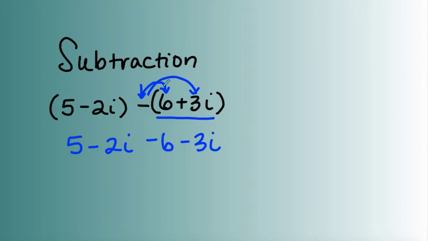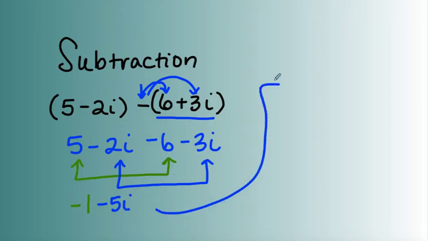So now I can combine the real parts and combine the imaginary parts. I'm going to combine the 5 and the -6, which is going to give me -1. And then I'm going to combine the -2i and the -3i, and that's going to give me -5i. So my final answer is -1 minus 5i. And again, that is in a plus bi form. All right, so that's addition and subtraction.